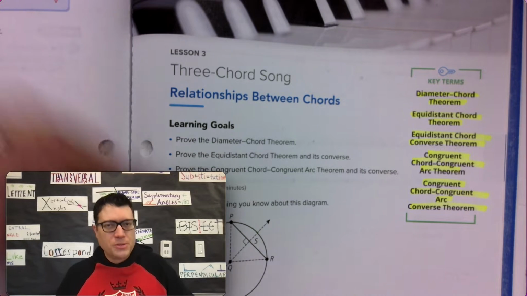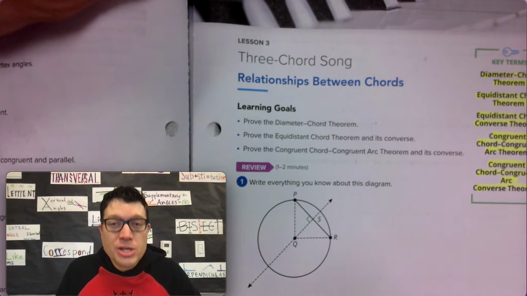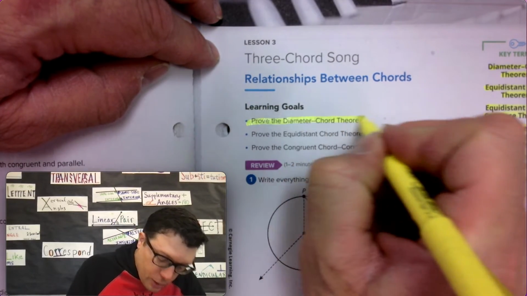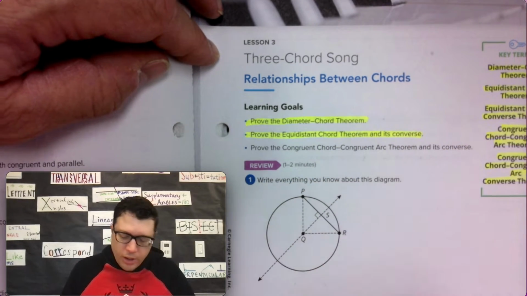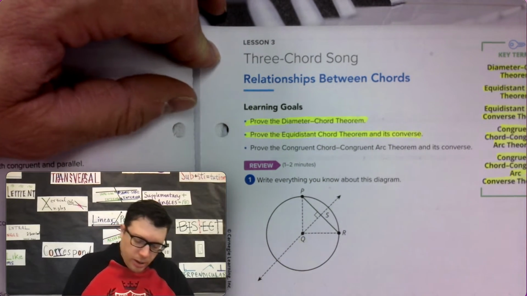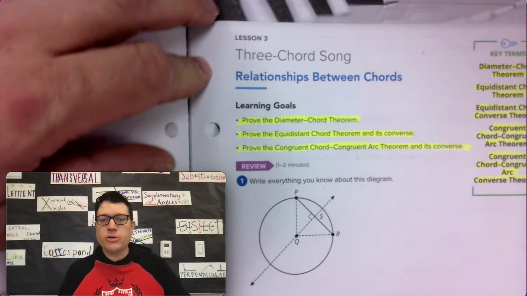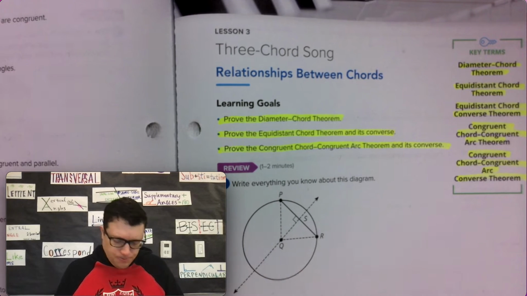Some learning goals for the next sequence of video lessons. So highlight them and be aware that these are the things that you need to be able to accomplish. We're going to prove the diameter chord theorem. We're going to prove the equidistant chord theorem and its converse. And then we're going to prove the congruent chord, congruent arc theorem and its converse also. And so those words line up with our key terms.